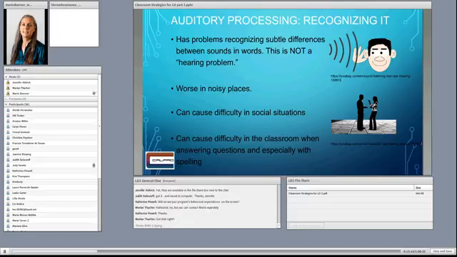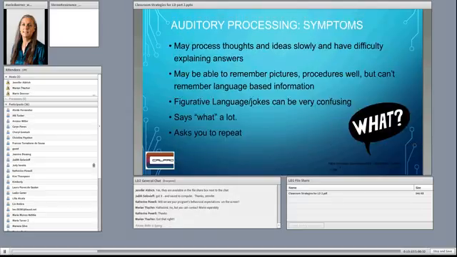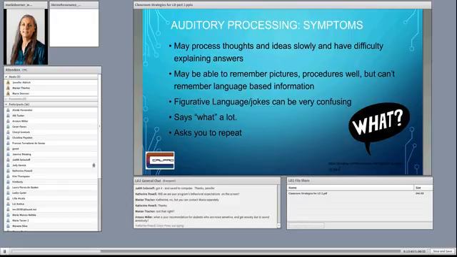And sometimes, I think on the next slide I talk about it as well, the person may process thoughts really slowly. And if you're going too fast in a lecture or in the classroom, the student starts really having trouble keeping up because their brain is just trying to process your speech, and it goes too slowly to keep up with the general drift of the conversation.